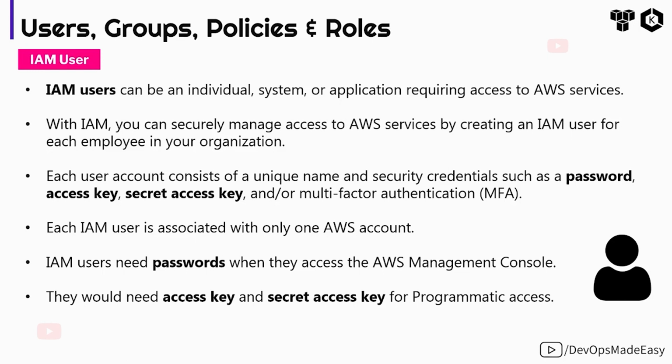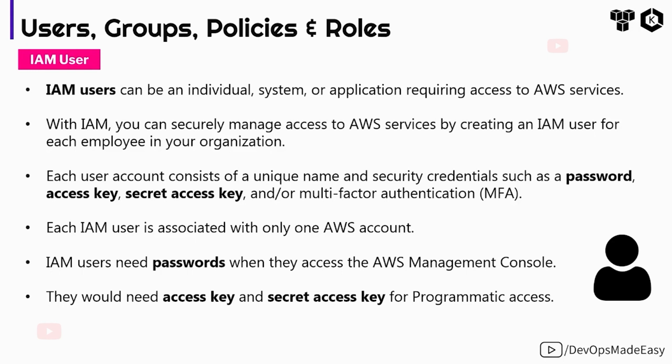Each IAM account will have a unique name and security credentials attached to it. Security credentials can be a password, or an access key and secret access key. Again, we'll come back to when these passwords and access keys are needed. Also, to further protect his account, he can set up multi-factor authentication for his IAM account. Each IAM user is associated with only one AWS account.